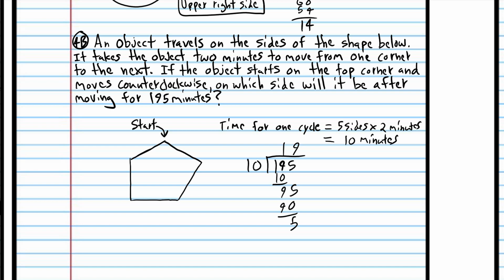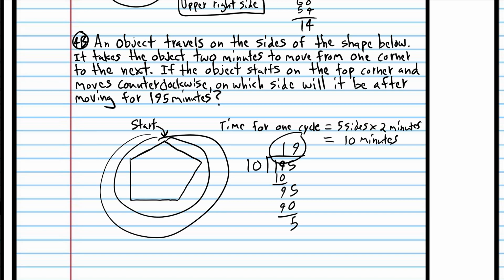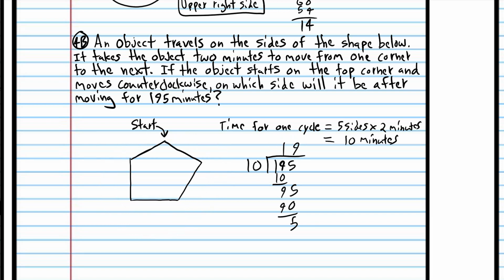So that means we go around counterclockwise. We go around 19 times, and then after 19 times, we end up right back to where we were at the start. And then you go 5 more seconds. So 1, 2, 3, 4, 5. So that's the side that we end on. So the answer is bottom side.